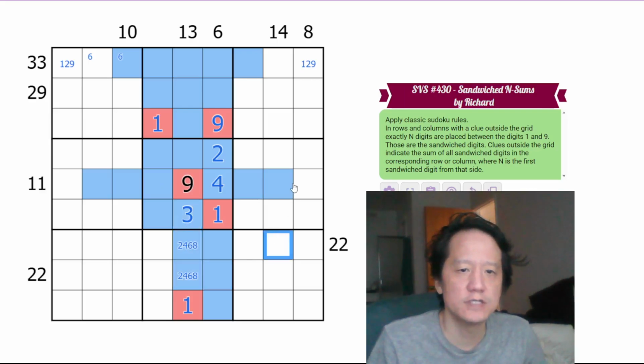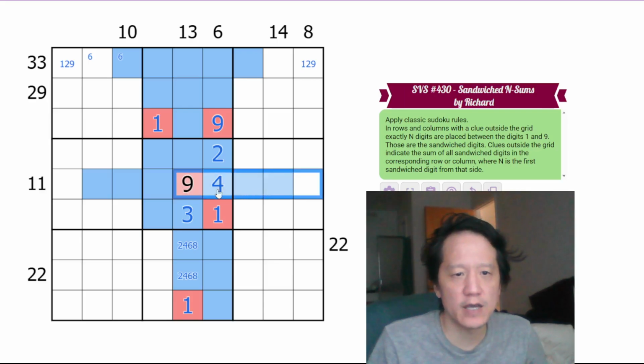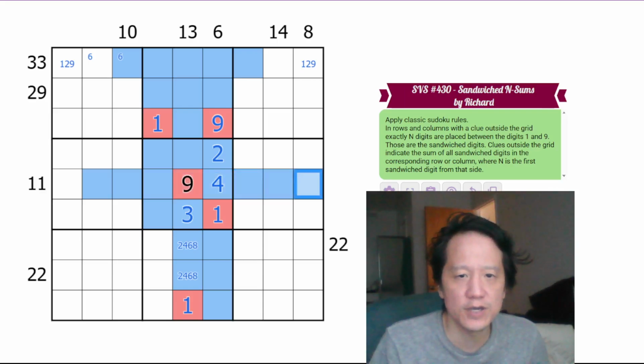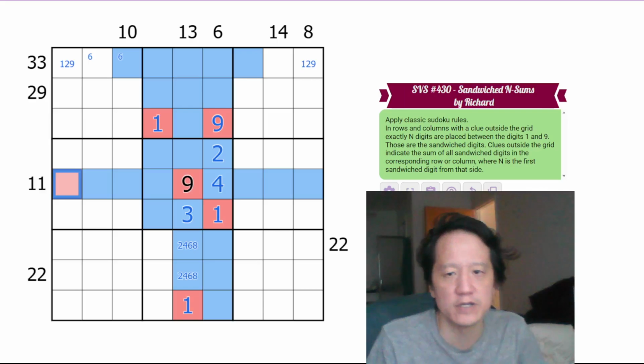This is 13. Okay, so you cannot have 4 digits add up to 11. So it must go this way, because this would be the first digit if it was this way. So this can't be the crust. This has to be crust, and it's 1.